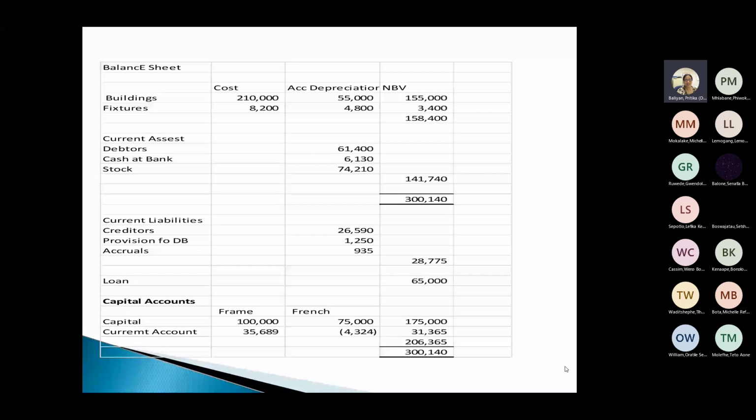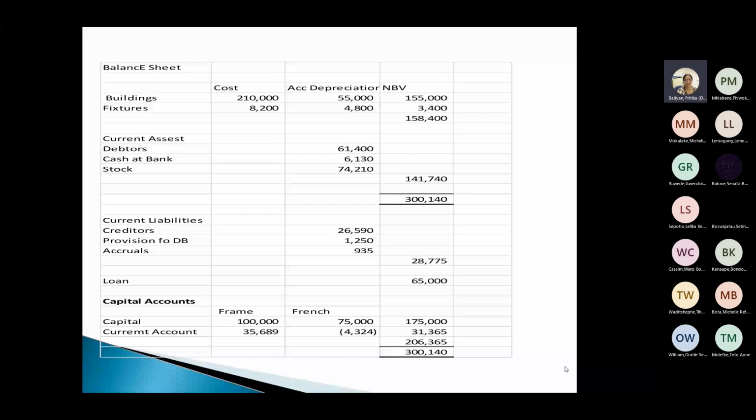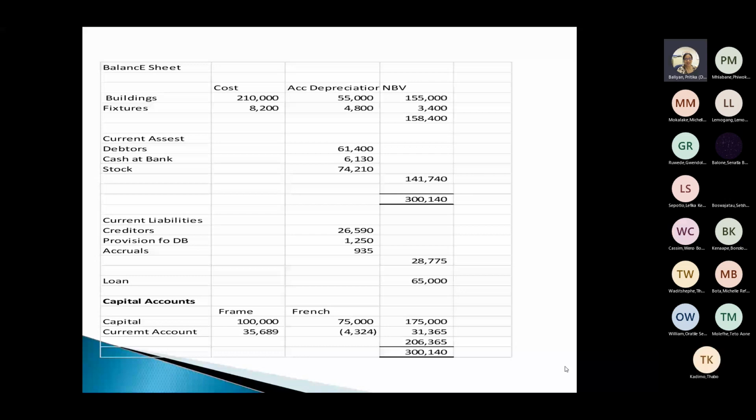The only difference in the statement of financial position between the sole trader and the partnership is that in the partnership we show separately the capital of each partner. Like Frame has 1,000 and French has 75,000. So we do not write them together. We have to show the portion of each partner and the portion of the current account for each partner.